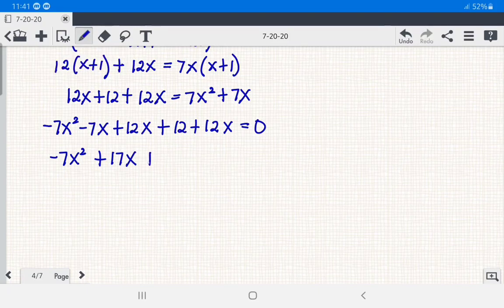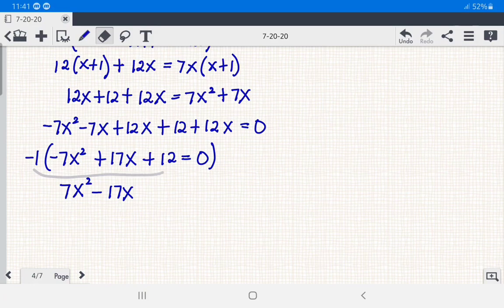So plus 12 then equals to 0. Now since the quadratic term is negative, multiply both sides by negative 1. So we have positive 7x squared. Negative 1 times 17x, so that is negative 17x. And then negative 1 times 12, we have negative 12. Okay, then equals to 0.